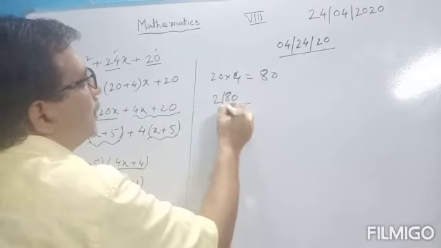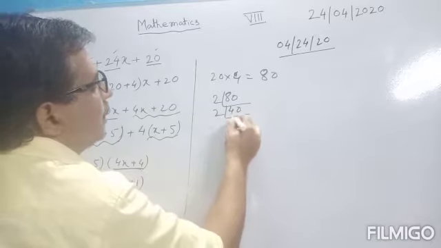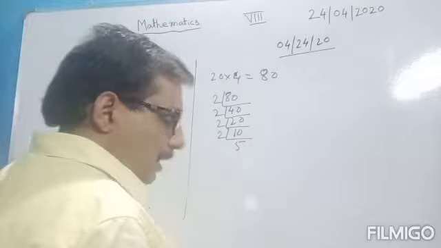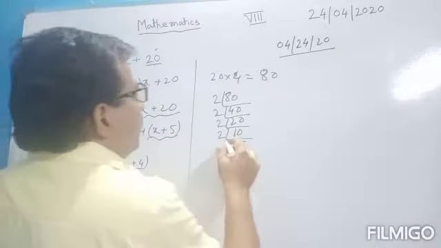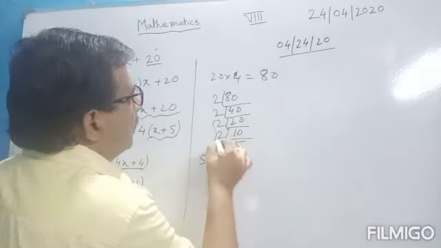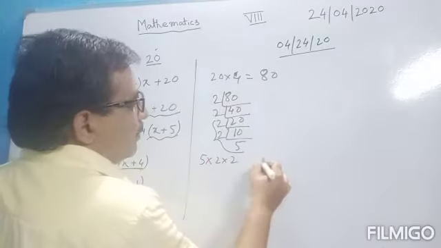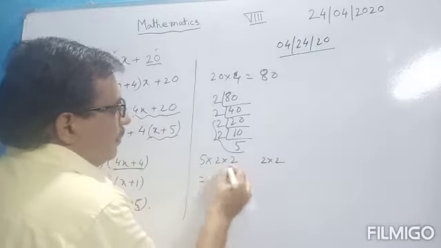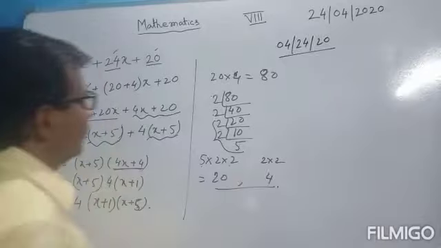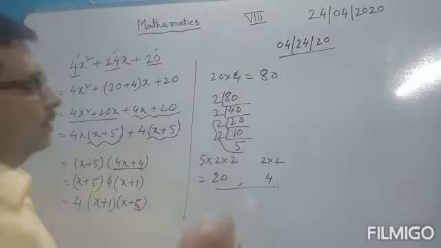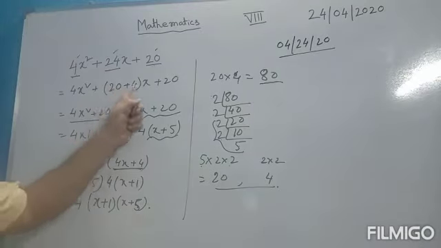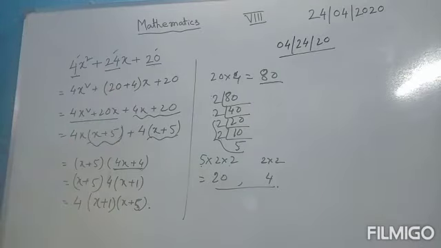2, 40, 2, 20, 2, 10, 2, 5, in this way. Then take 5 into 2 into 2, sorry, and these two remain 2 into 2. 5 into 4, that is 20, and this is 4. 4 into 20, that is 80, and 20 plus 4, that is 24.